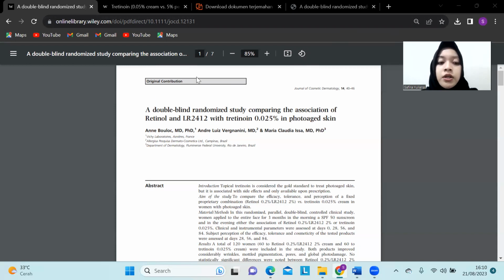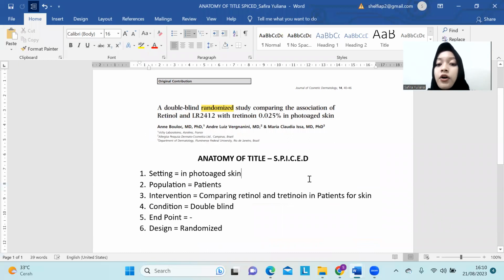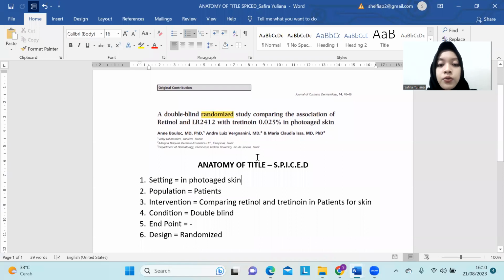And next we are going to the SPICE, and the SPICE is the anatomy of a title. There is a setting, population, intervention, condition, endpoint, and design. I would like to read the setting. The setting refers to the situation in which the research takes place, and this journal is in photoaged skin. We checked it in the title.